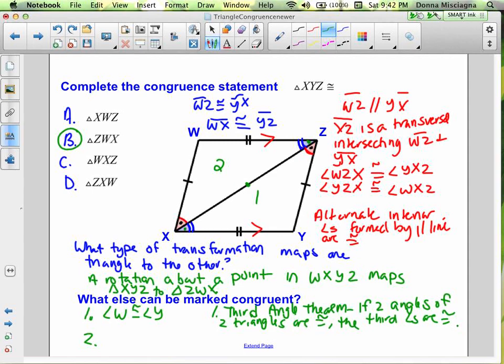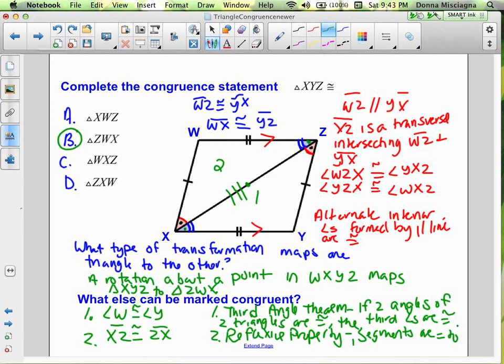One other thing can be marked congruent. It's going to come into play a lot in our next lessons on triangle congruence. And I bet you didn't think of it. I can mark XZ congruent to ZX. Why can I mark those two sides congruent? Now we finally got to something where you can use the reflexive property. They're the same segment. So line segments are equal to themselves. And there we go. This one wasn't in your notes, but we got a lot of information on it.